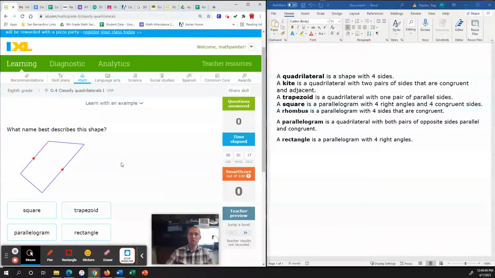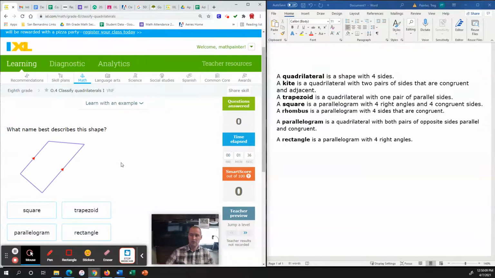Today we're working on O4, classify quadrilaterals. This is going to be section 1 of 2. So O5 is classify quadrilaterals 2. All right, as we get started today, we're going to take a look at some definitions. The definitions will be key to identifying some of the objects that we're going to be looking for in today's IXL.